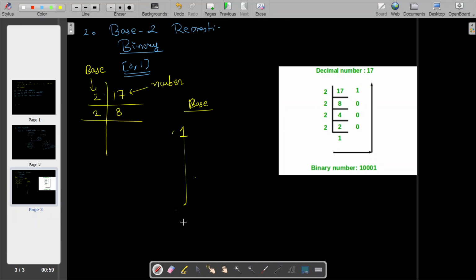The remainder will be 0 and here will be 4. Again divide, remainder will be 0, and here will come 2. So divide 2 by 2, we will get remainder 0. Here I am adding remainders. Remainder 0 and this will become 1.